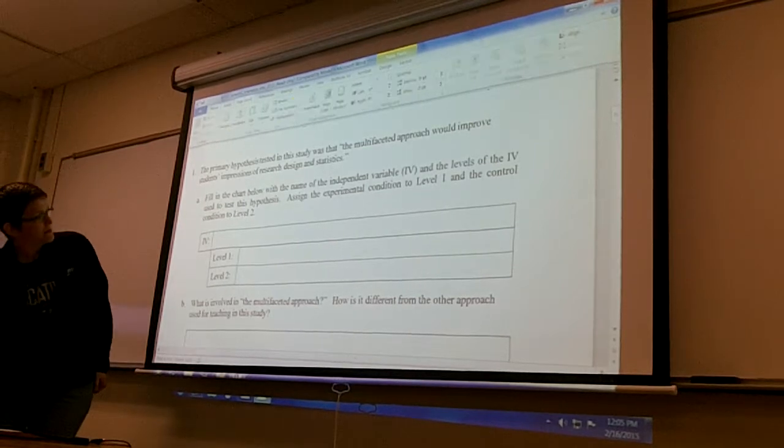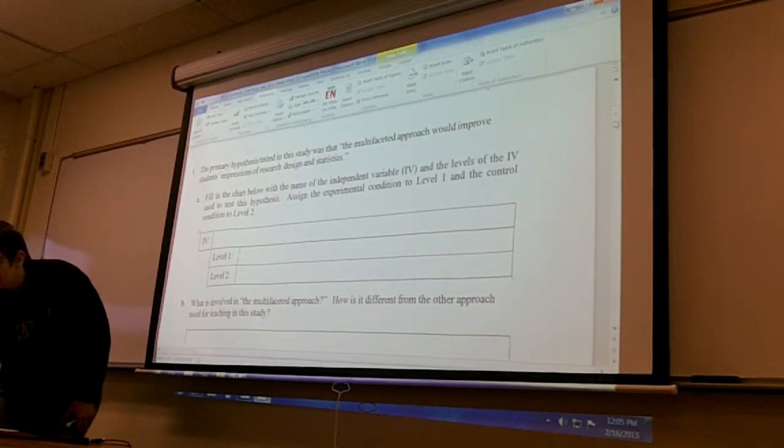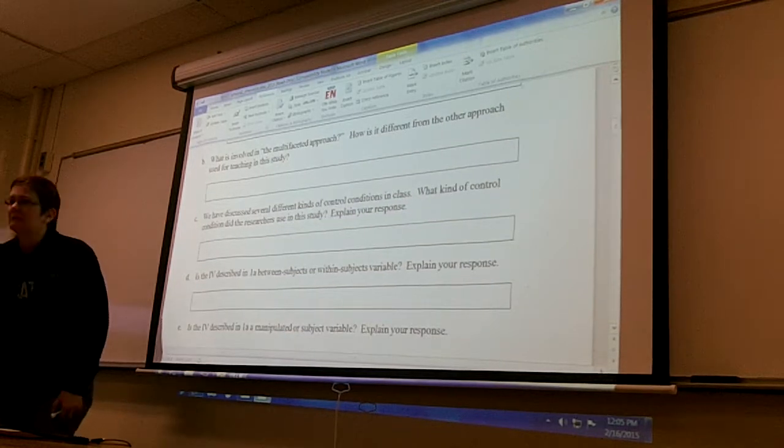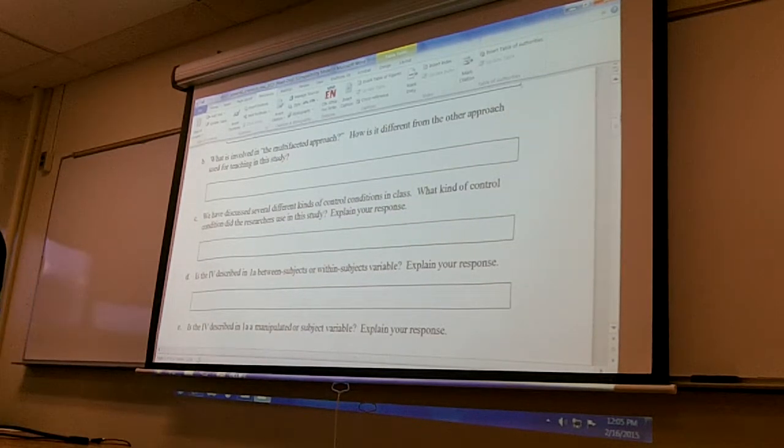Okay. Now it says, they talk about the multifaceted approach and the traditional approach. What is the multifaceted approach? What does that mean? What does it include?